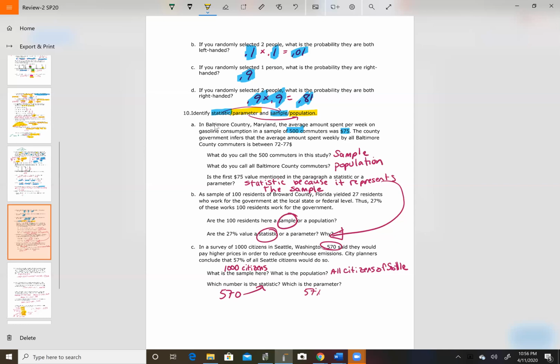500 commuters was the sample, and all Baltimore County commuters is the population, and that means that the parameter is 72 to 77. And I think that answers everything that I wrote down below for A. In B, a sample of 100, I'm going to use blue for sample of 100 residents of Broward County, Florida, yielded 27 residents. So that's going to be the statistic. 27 residents work for the government.